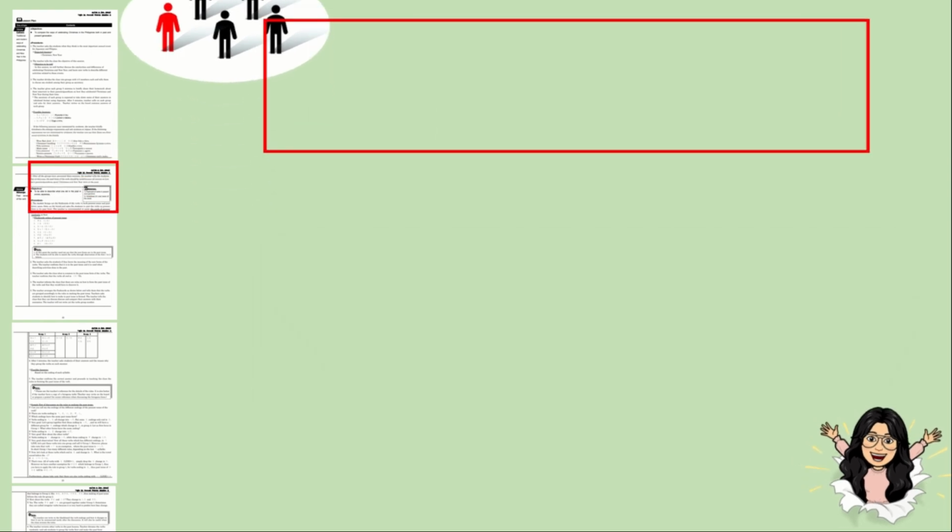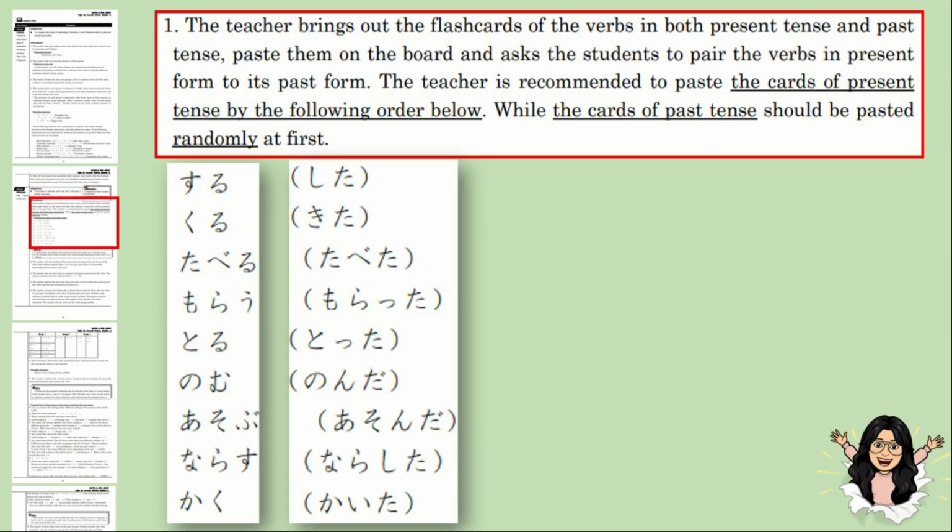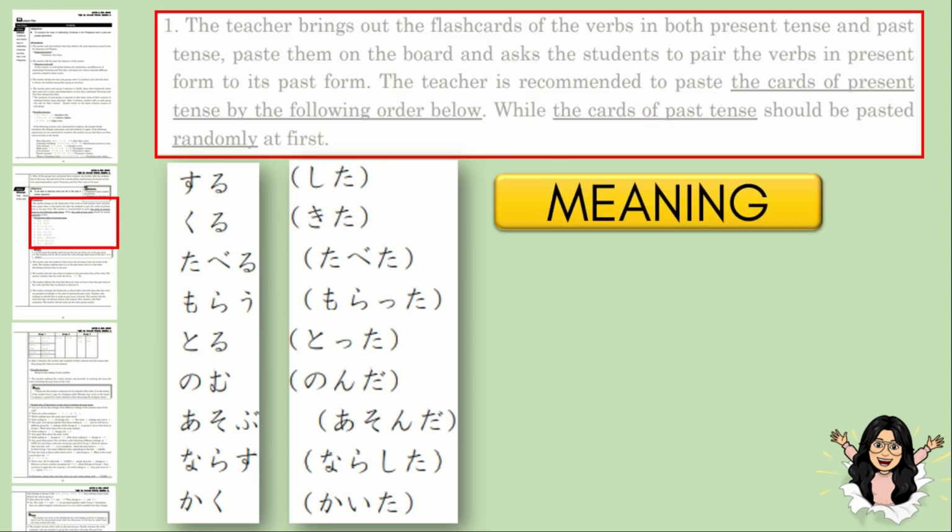So this is now for the Nihongo part. The teacher brings out the flashcards of the verbs in present and past tense like what is shown on the screen, but taking note that the second column must be in random order, without mentioning that these are already in the past tense. Here, ask the students if they know the meaning of the new form of the verbs, and we would confirm that it is already in the past tense.